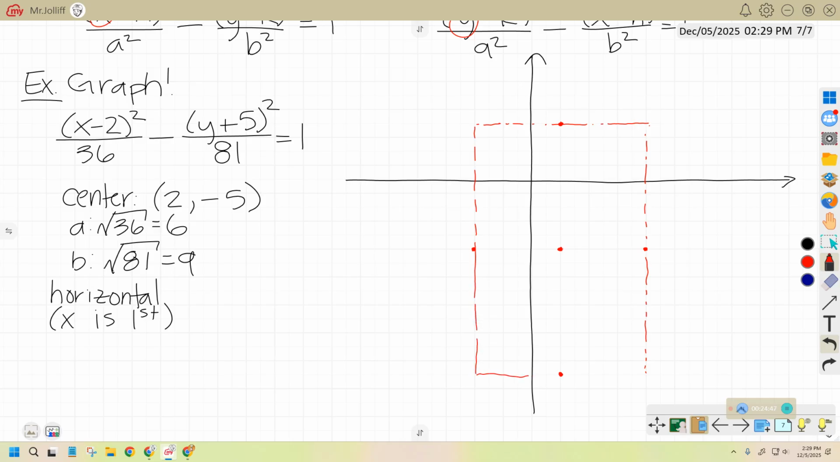It is a long box because it's 18 down, right? 9 up and 9 down. That's 18 total. It's a rectangle. Sometimes they're squares, sometimes they're rectangles. It's always going to be one of those two. Good.